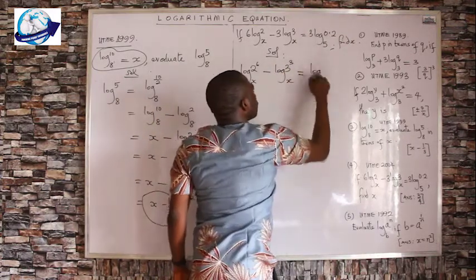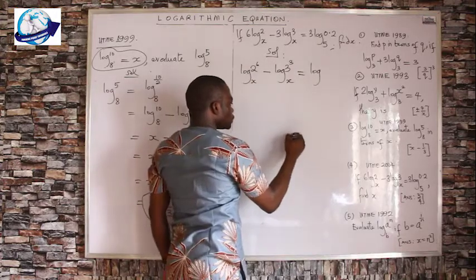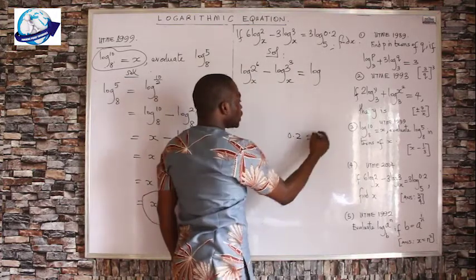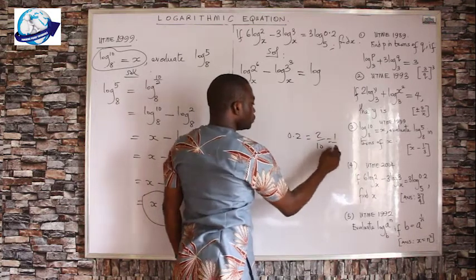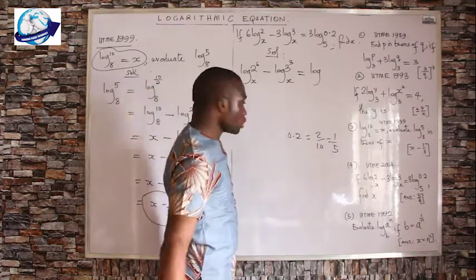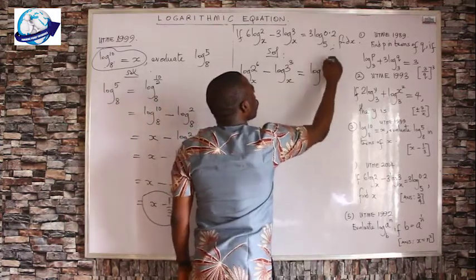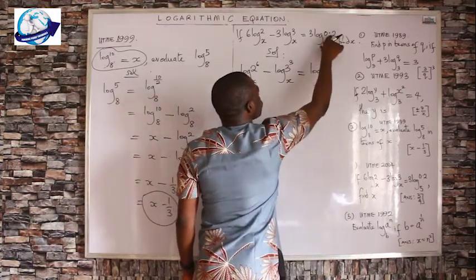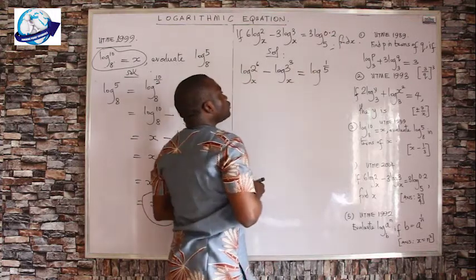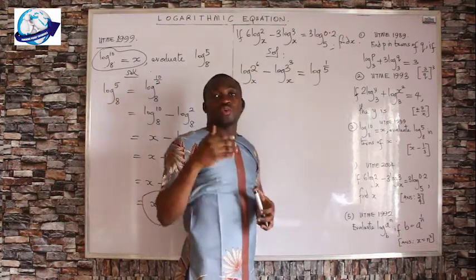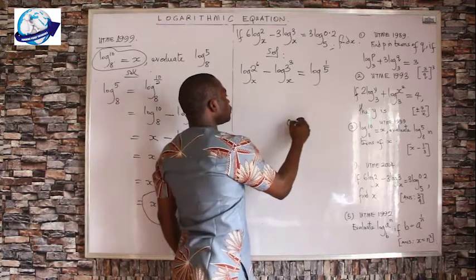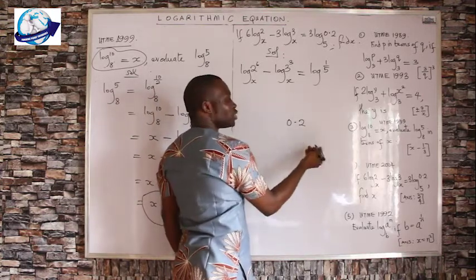You have log, mind you, 0.2 can be a fraction. That's 2/10, which is 1/5. Are you okay with this? You should. Now at this junction we have 1/5. Please mind you, I've expressed this to a fraction. I don't know if there's someone there watching me. Please, and you are confused about this. All right. Let's go again.